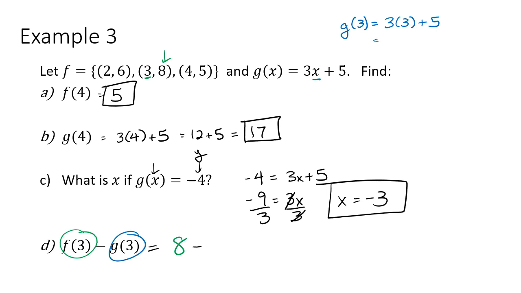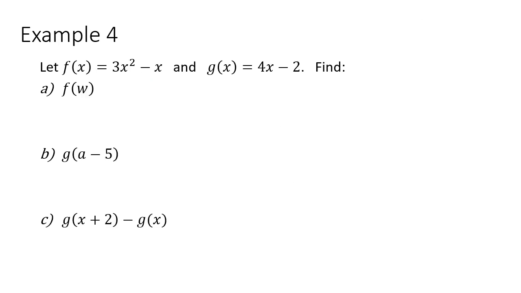So that would be 9 plus 5, or 14. And so f of 3 minus g of 3 is 8 minus 14, or a negative 6. But there's no rule saying you just have to put numbers inside of functions, at least not continuous functions.